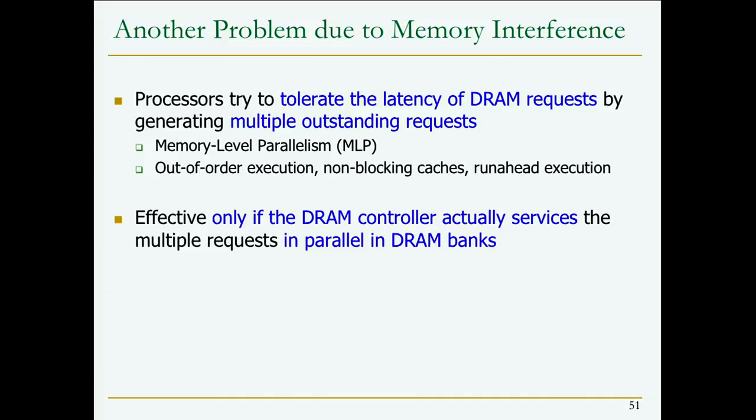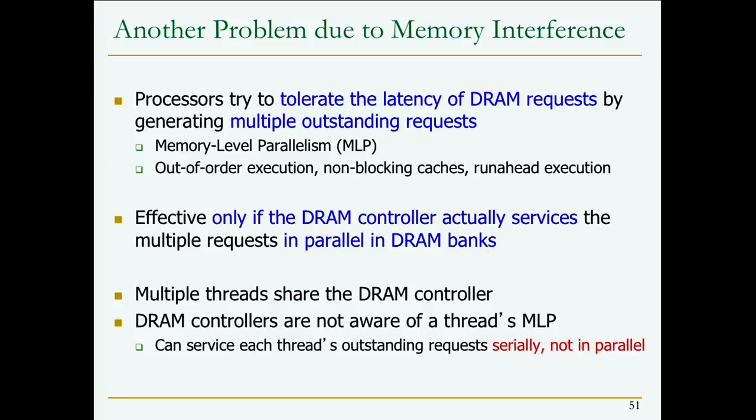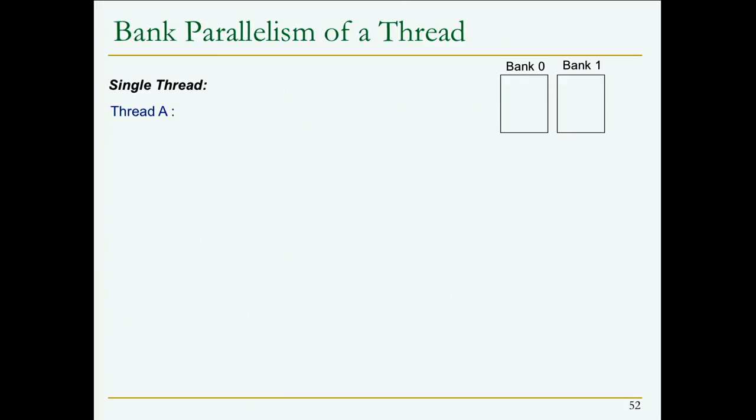Now, this is effective only if the DRAM controller actually services the multiple requests in parallel in the DRAM banks. Well, there are two requirements. First of all, the requests should go to different DRAM banks such that they can be parallelized. That's kind of obvious, hopefully. If they go to the same bank, then you have serialization. But even if they go to different banks, the DRAM controller should service them in parallel at the same time. But when multiple threads share the DRAM controller, this may not be the case because DRAM controllers are not aware of threads' memory-level parallelism. As a result, they can service each thread's outstanding requests serially, not in parallel, even though they go to different banks. And I'll show this pictorially to you. Basically, this is really the destruction of bank-level parallelism of a thread.